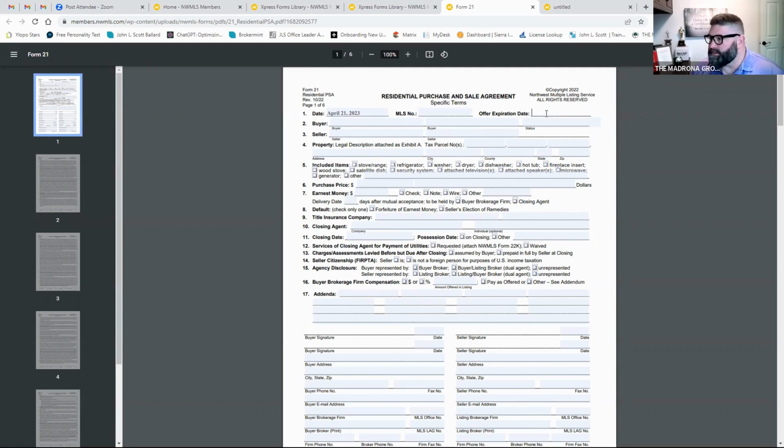And again, when it comes to offer expiration date, if we leave this blank, it's going to default to 2 days. Oftentimes I'll write my offers for the day of because I want an answer today, and then I submit it and let the agent know. But that's another class. That's how to effectively submit a winning offer, and that's where timelines come in. So for today, we'll just put an expiration date of 2/23.